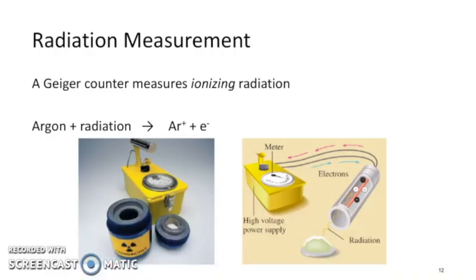Okay, the way we measure radiation is with a Geiger counter, and it measures ionizing radiation. Ionizing radiation means that the radiation has enough energy to cause electrons to get kicked out of an atom or molecule. And in the case of a Geiger counter, it's usually argon. And so the radiation will hit the argon, and the electron gets released, and the electron creates an electric current in the Geiger counter, and we measure that with the meter.